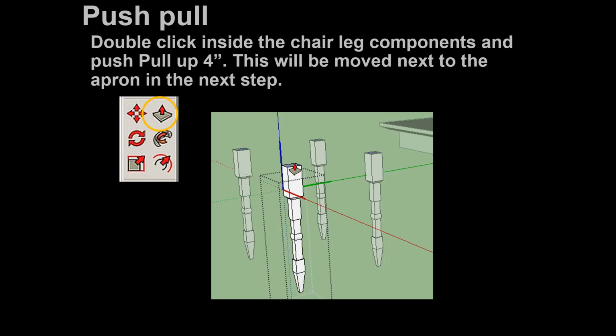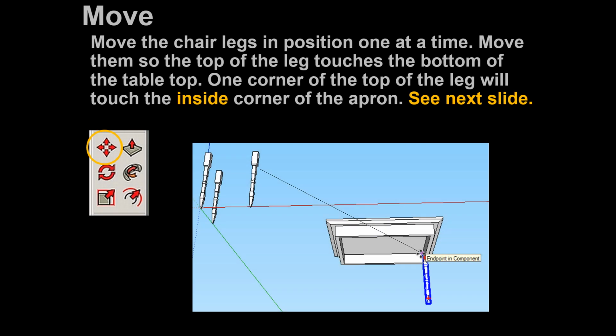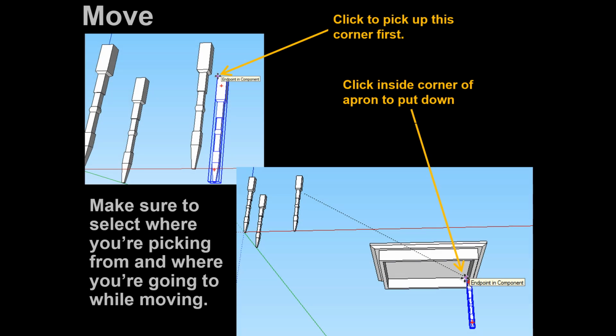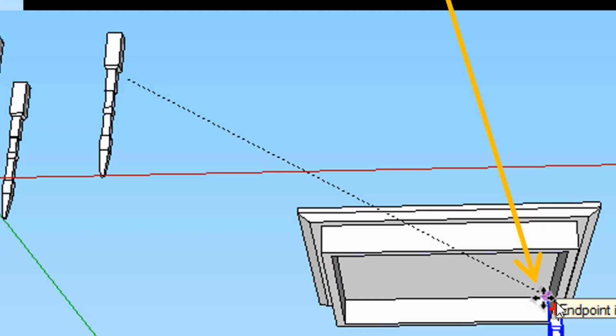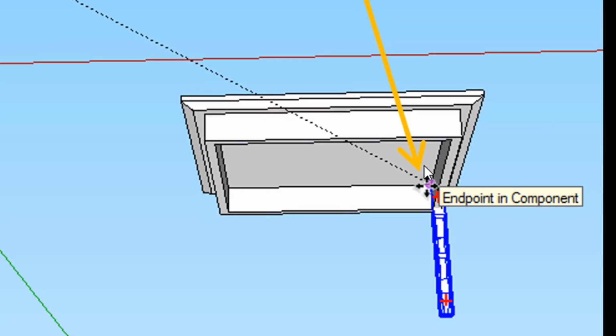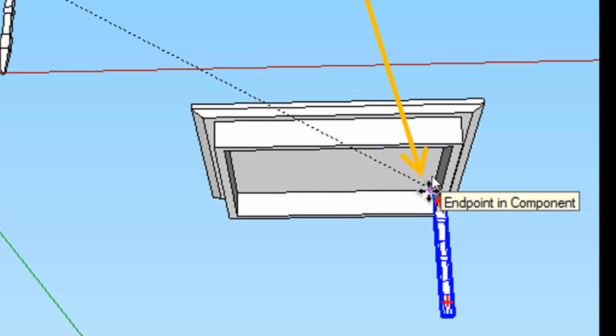For the legs now, we're going to click and drag them up. And we're going to drag them up 4 inches. Then we're going to move them in position around the table. And we're going to grab one leg at one point and move it over to the edge of the table and snap it on the inside corner. So it's important to know where to grab from. We're going to grab, let's say, this corner right here and drag it to the inner corner in here. So underneath the tabletop, it's going to go right to that inner corner.